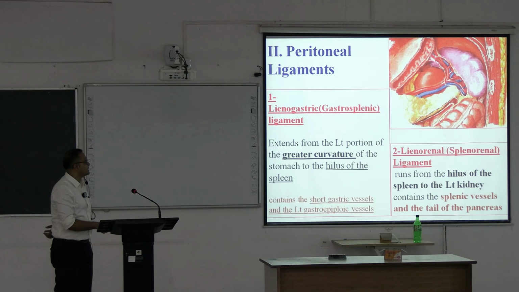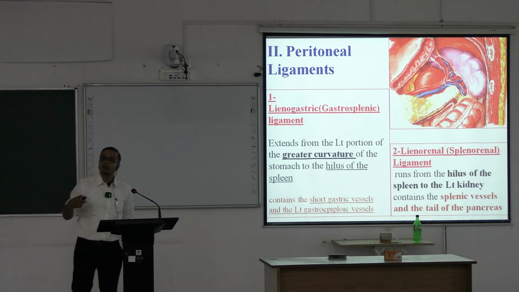Another peritoneal fold exists related to the spleen and the kidney. The second one we call the splenorenal ligament, which exists between the spleen and the left kidney. The hilum of the spleen holds this peritoneal fold, the splenorenal ligament, also known by the old name lienorenal. It holds the blood vessels we call splenic vessels, and along with that, it holds the tail of the pancreas.